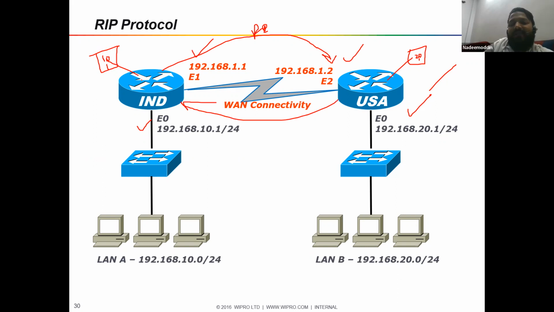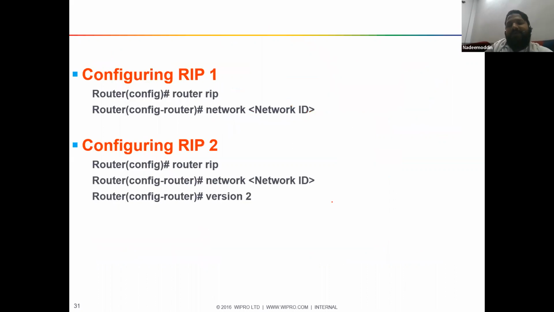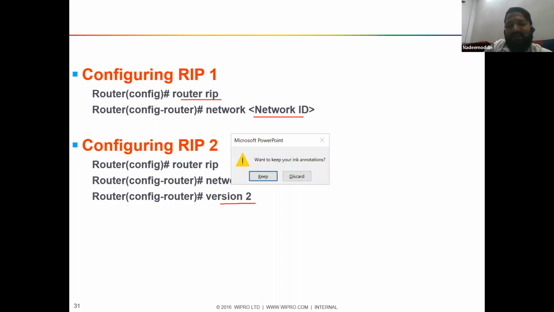When the India router sends its routing table, the USA router sees, 1 I know already, 10 I don't know. So it will add the 10 network, and here it will add the 20 network. Like this, both routers will have three networks each. Then this machine can talk to this machine. This is how the routing works. RIP is very simple to configure. You just go to global configuration, say router rip, and advertise the directly connected networks. If you want to use version 2, just provide the version 2 command. That's it. Very simple.